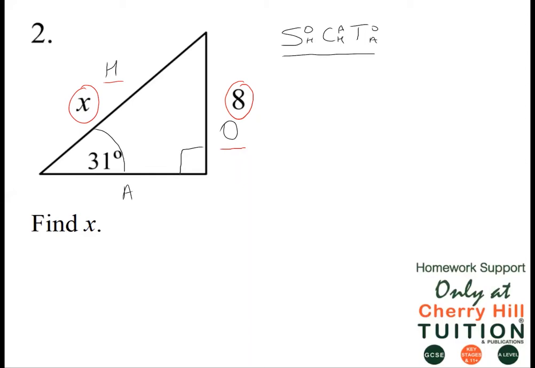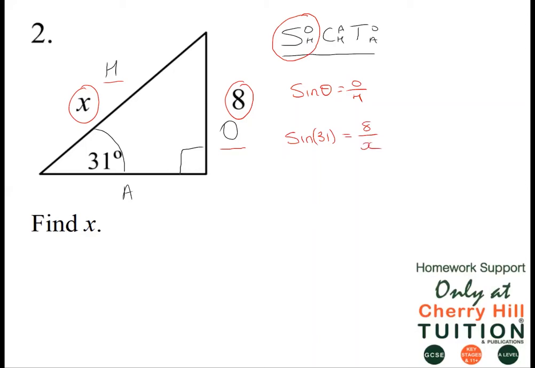Hopefully you will agree that the formula that we need to use is sine theta is equal to the opposite over hypotenuse. So let's plug in our values and get started to work out x. So sine of theta, theta is 31, is equal to opposite, which is 8, and our hypotenuse is x.